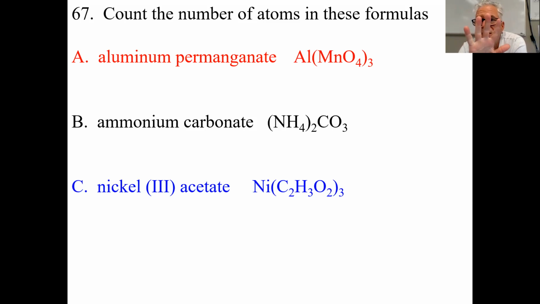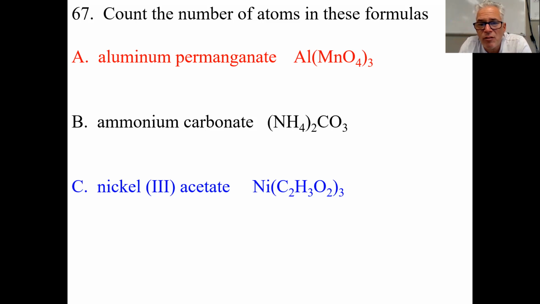So in the parentheses, there's 5 atoms. 5 times 3, it's tripled. Aluminum, permanganate, permanganate, permanganate. That's the way it bonds. And we'll learn about bonding another day. But in this formula, you have 1 plus 5 times 3. That'll be 16. In the next one, ammonium carbonate. Ammonium is the NH4. 1 nitrogen and 4 hydrogens. That's 5. Doubled. 5 times 2 is 10. Plus 1 carbon. That's 11. Plus 3 more is 14 for the oxygen.